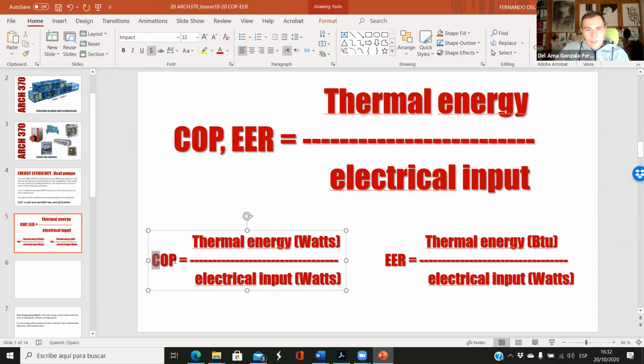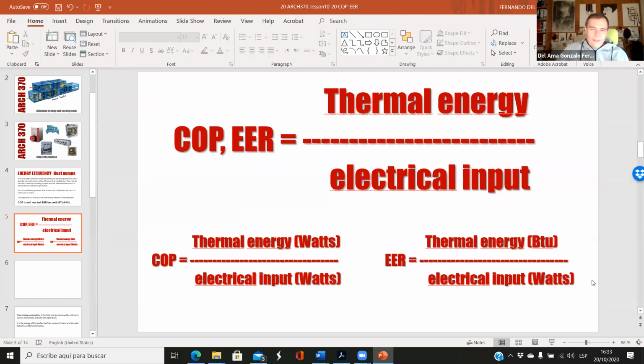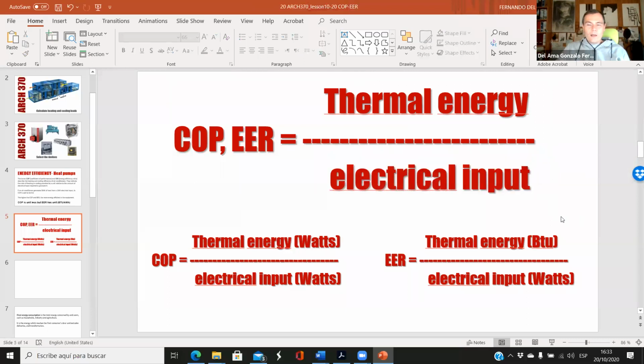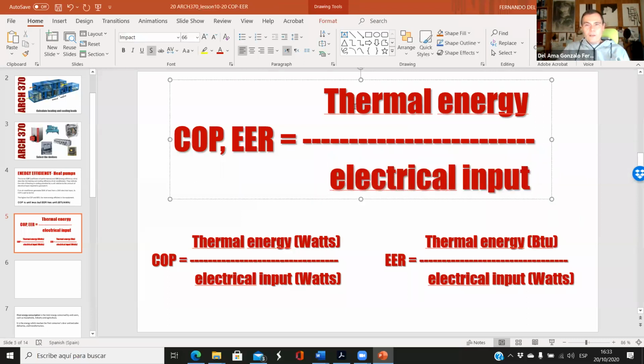I'm familiar with the COP because in the European Union, we are using watts for thermal loads and watts for electricity. In the United States, we are using BTUs for thermal energy and watts for electricity. So that's why we have this. Anyway, it's always the same. Both concepts are the same. It's a relationship between the thermal energy that we are generating with our device and the electrical input, the electricity that we are consuming to generate this thermal energy.